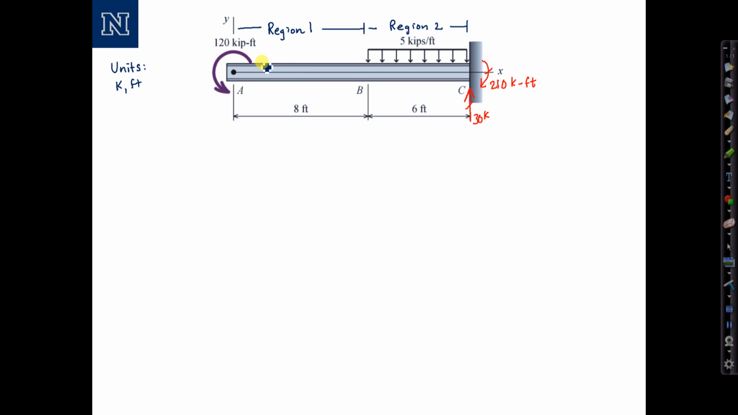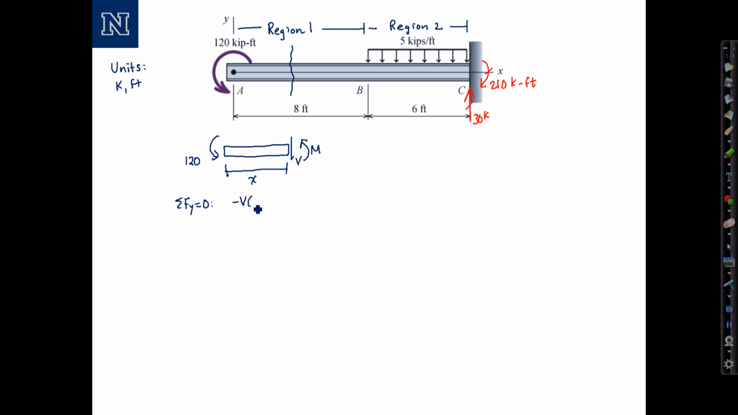To analyze the shear and moment functions in each region, we need to analyze a free body diagram. We'll start with region 1, make a cut somewhere in the middle of that region, and draw a free body diagram of the beam to the left of the cut. On our free body diagram, we'll add in any loads or reactions to the left of the cut. In this case, we only have the concentrated moment of 120 kip feet. The distance along the beam is x, which represents anywhere between A and B. And then at the location of the cut, we'll draw in the unknown shear and the unknown moment, both in the assumed positive direction.